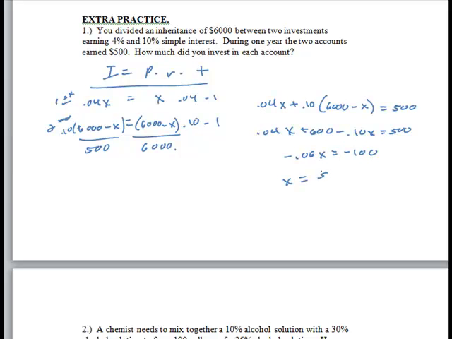X works out to be, with a little bit of rounding here, $1,666.67. And once again, that was the amount invested at 4%, which makes the remaining $4,333.33 the amount invested at the 10% rate.